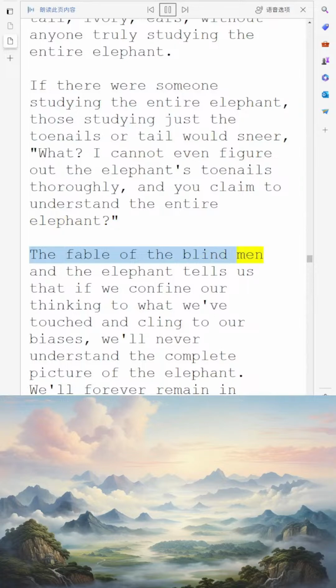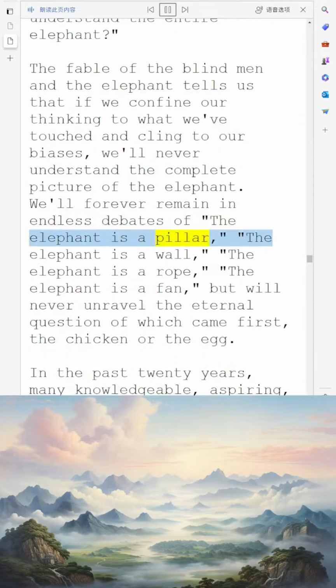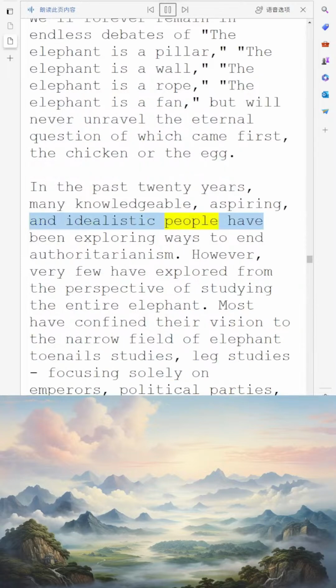The fable of the blind men and the elephant tells us that if we confine our thinking to what we've touched and cling to our biases, we'll never understand the complete picture of the elephant. We'll forever remain in endless debates of the elephant is a pillar, the elephant is a wall, the elephant is a rope, the elephant is a fan, but we'll never unravel the eternal question of which came first, the chicken or the egg. In the past 20 years, many knowledgeable, aspiring, and idealistic people have been exploring ways to end authoritarianism. However, very few have explored from the perspective of studying the entire elephant.